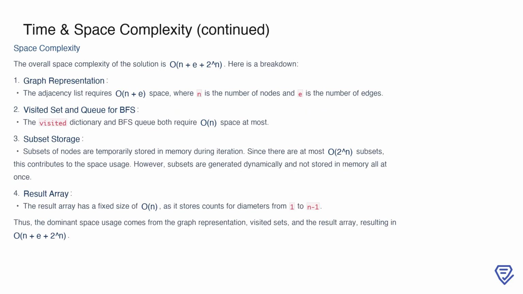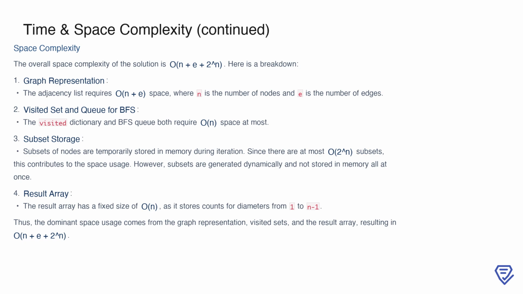Turning to space complexity, the overall space usage is n plus e plus 2 to the power of n. Let's break this down. First, the graph representation, which we store as an adjacency list, requires n plus e space. This accounts for the nodes and edges in the graph. Second, the BFS operation uses a visited set and a queue, both of which require n space at most during execution.